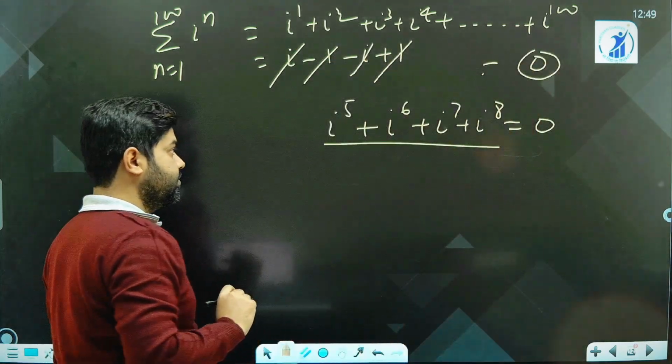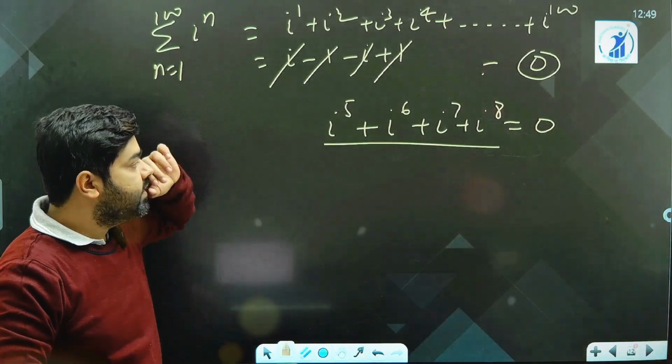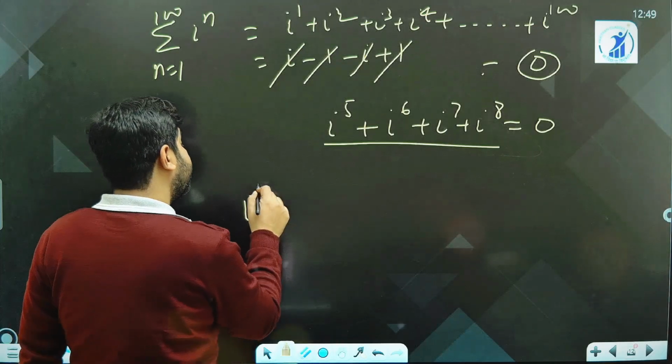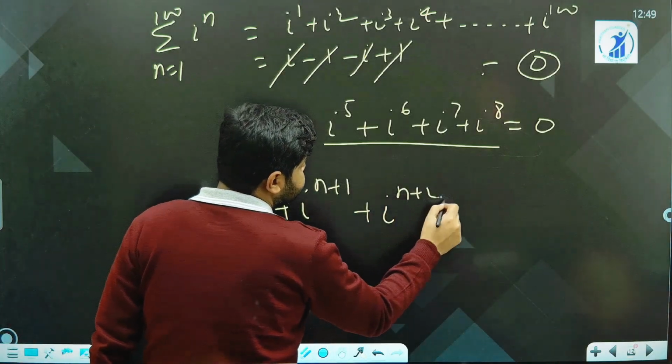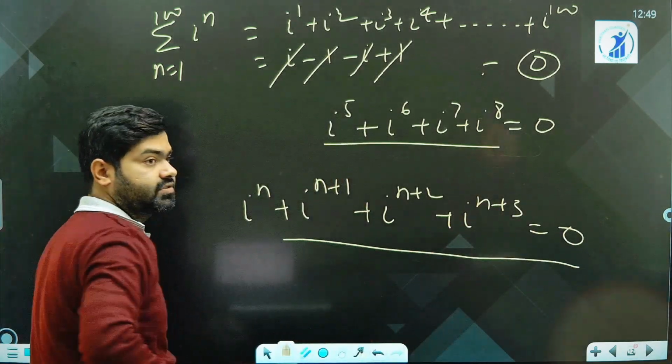Okay. So we summarize this result by an important formula: iota to the power n plus iota to the power n plus 1 plus iota to the power n plus 2 plus iota to the power n plus 3 will be 0.